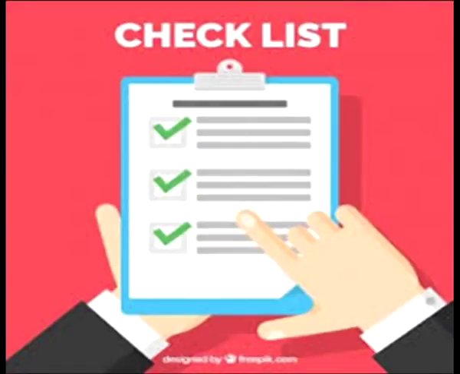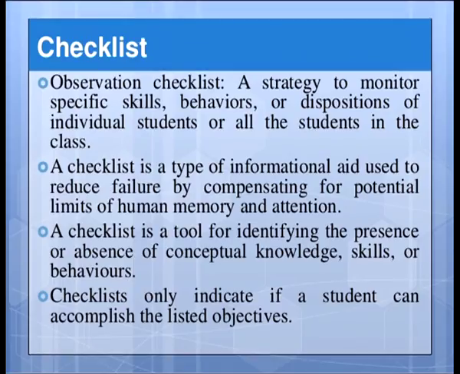Now, next tool is checklist. Observation checklist, a strategy to monitor specific skills, behavior or dispositions of individual students or all the students in the class. A checklist is a type of informational aid used to reduce failure by compensating for potential limits of human memory and attention. A checklist is a tool for identifying the presence or absence of conceptual knowledge, skills or behaviors. Checklists only indicate if a student can accomplish the listed objectives.